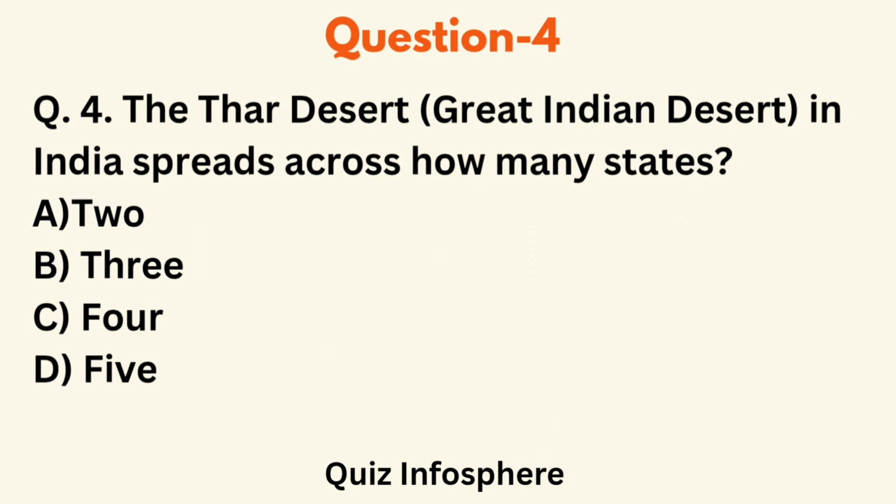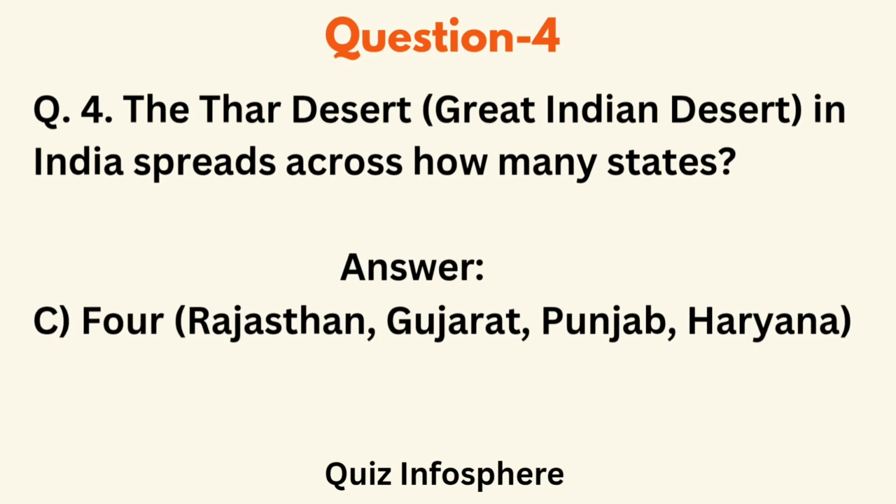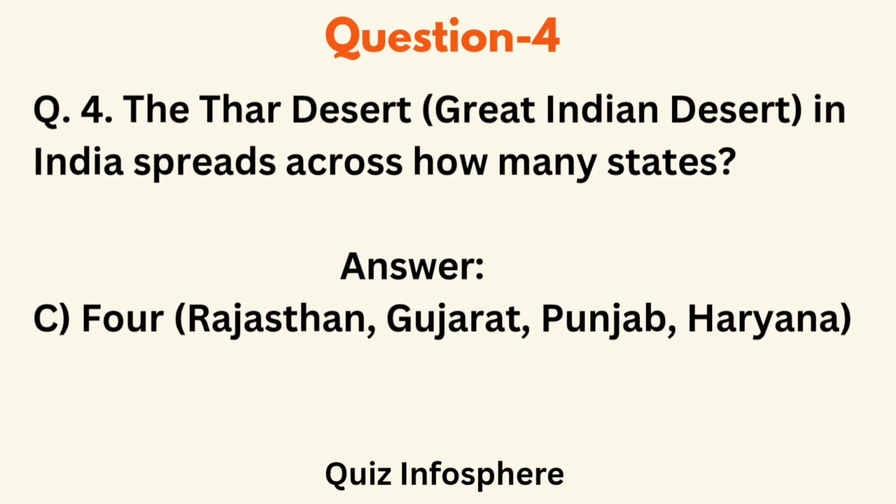Question 4. The Thar Desert in India spreads across how many states? 2, 3, 4, 5. The correct answer is 4. Rajasthan, Gujarat, Punjab, Haryana.